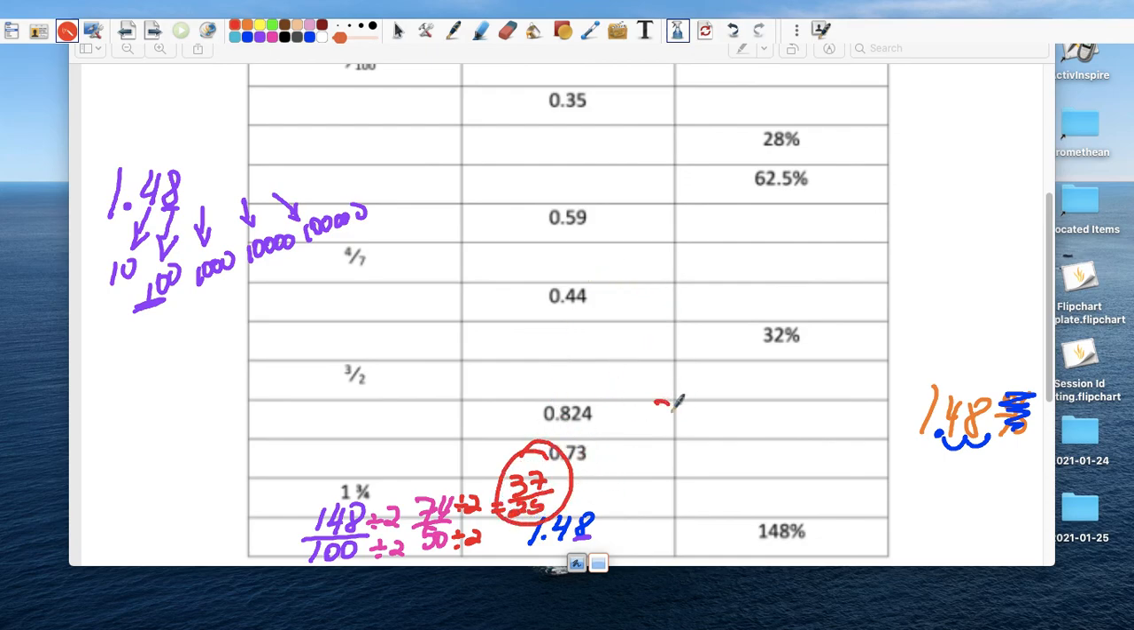Okay, so remember, 37 over 25, can we change that to a mixed number? ¿Cuántas veces entra 25 en 37? How many times can 25 go in 37? Una vez. ¿Cuánto te sobra? 12 over 25. Remember this when we did division of fractions. Okay, that's it. Hopefully you guys are okay with that.